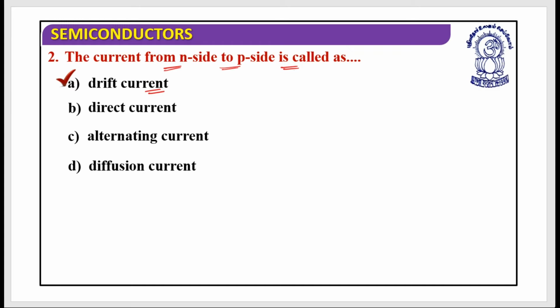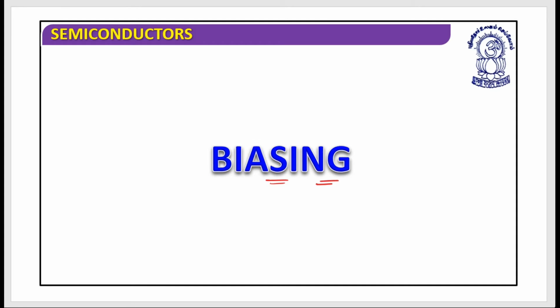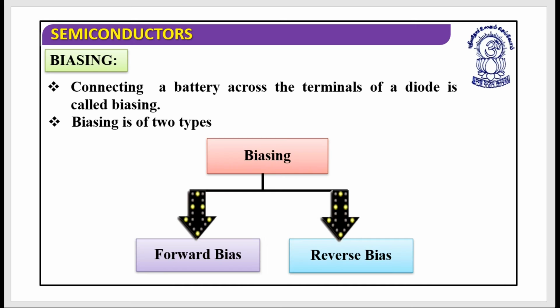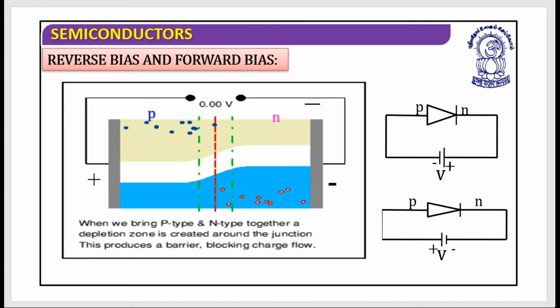Is it clear? Great. Now let's understand what biasing is. Connecting a battery across the terminals of a diode is what we know as biasing. And this biasing could be of two types. One of them is forward biasing, and another one is reverse bias. Now let's look one by one at what biasing is and how to create a forward bias and reverse bias.